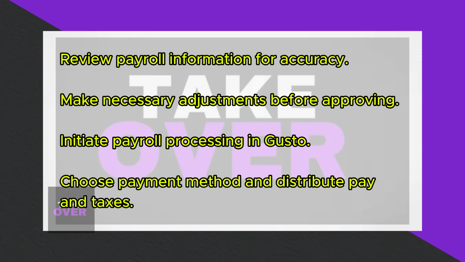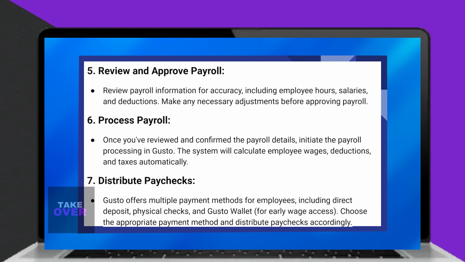Review payroll information for accuracy, including employee hours, salaries, and deductions. Make any necessary adjustments before approving payroll. Once you've reviewed and confirmed the details, initiate payroll processing in Gusto. The system will automatically calculate employee wages, deductions, and taxes.